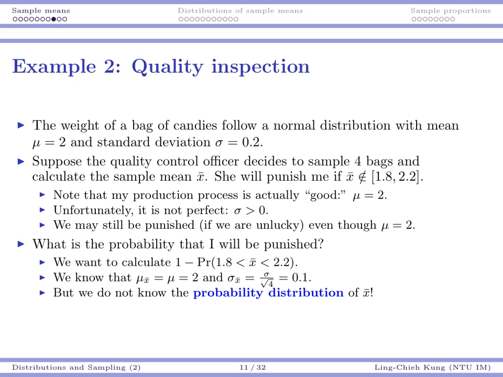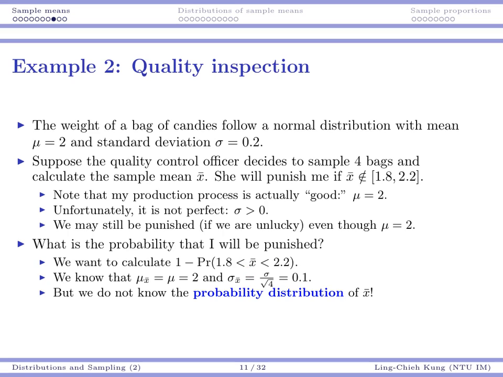If, unfortunately, all the 4 bags that are randomly drawn are too heavy or too light, and that's possible, I would like to know what's the probability for us to be punished, right? That's something we want to know. What's the probability for a lot of candies to be rejected just because we are unlucky? So we want to calculate this probability.